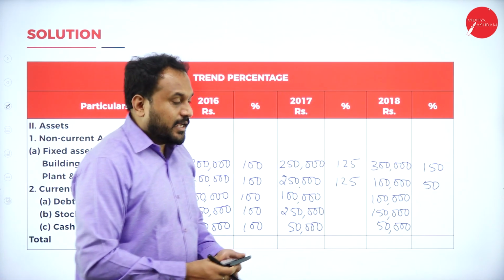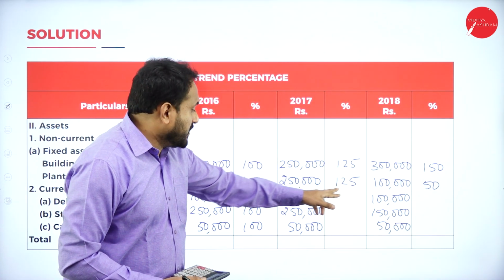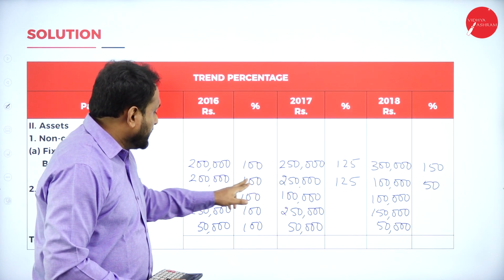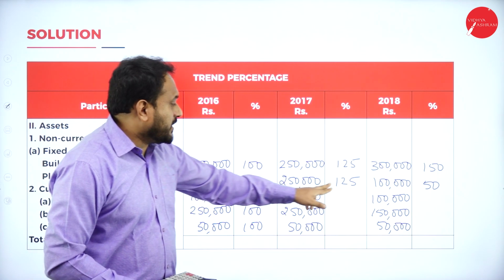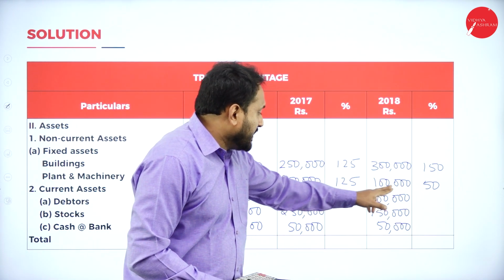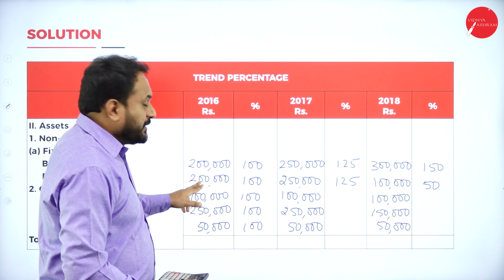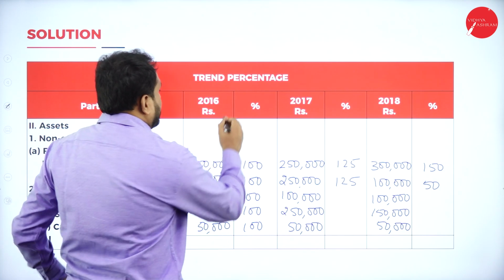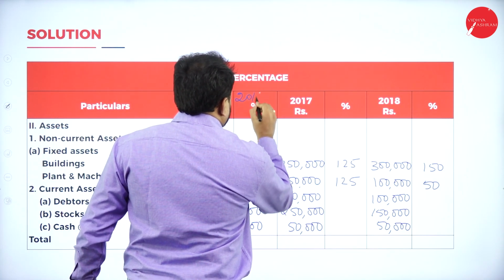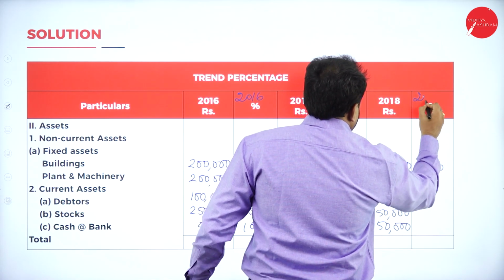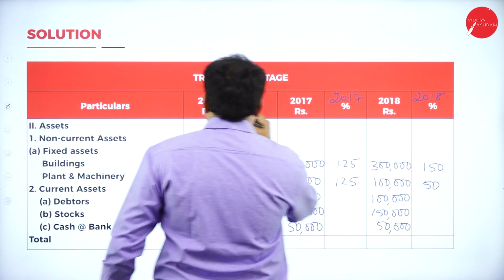Now, how did I get this 125 is very simple. 2 lakh 50 into 100 divided by 2 lakh. So I got 125. How did I get this 50 is 1 lakh into 100 divided by 2 lakh. That is what we have got, right? So the same thing here, 2016, 2017, 2018. So go with this.